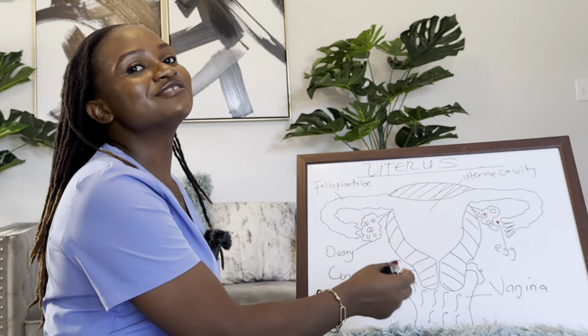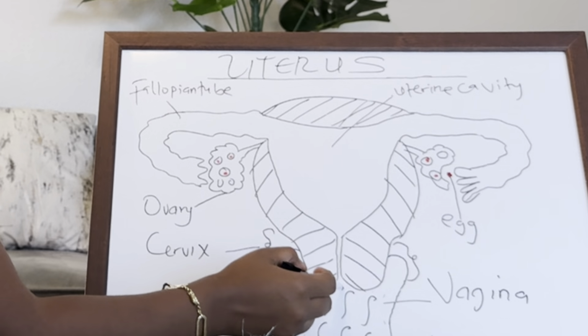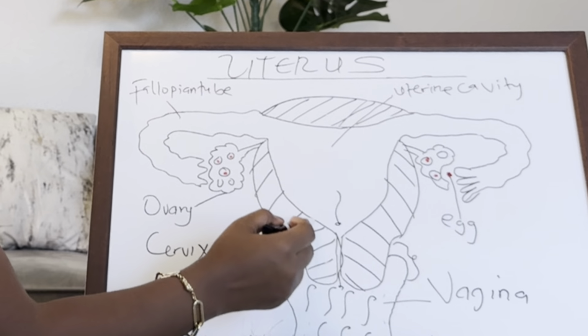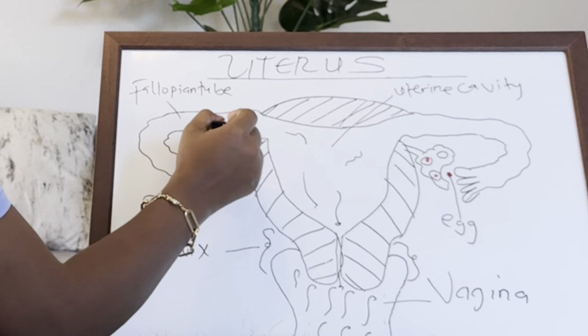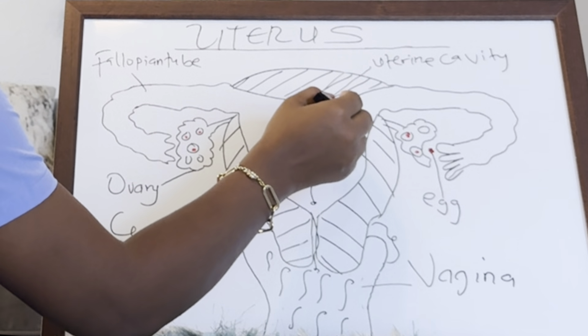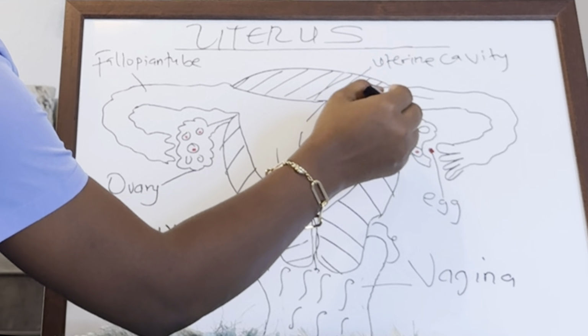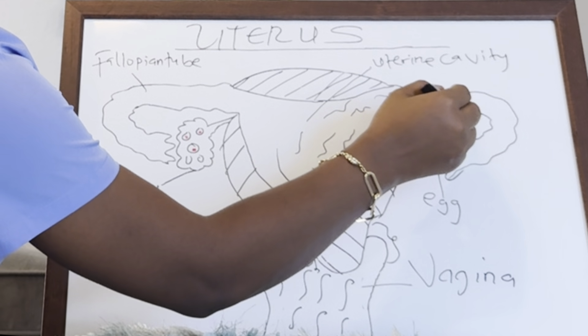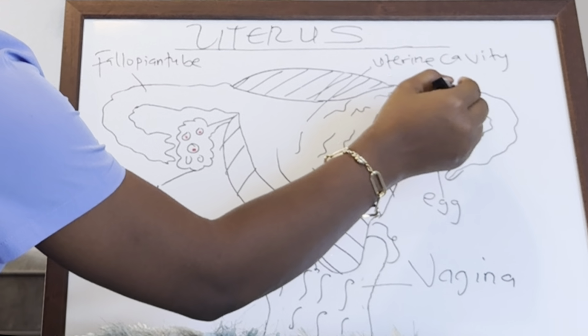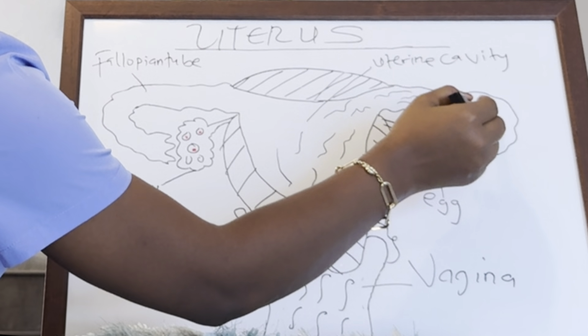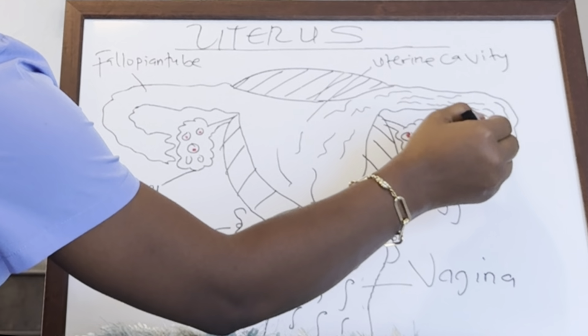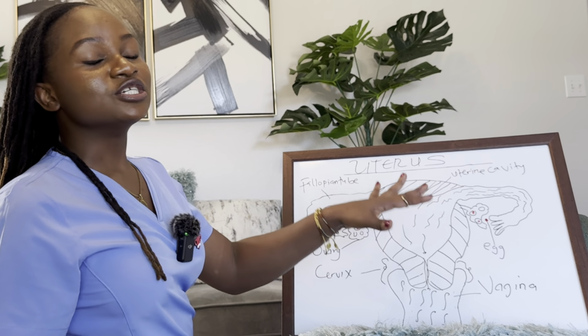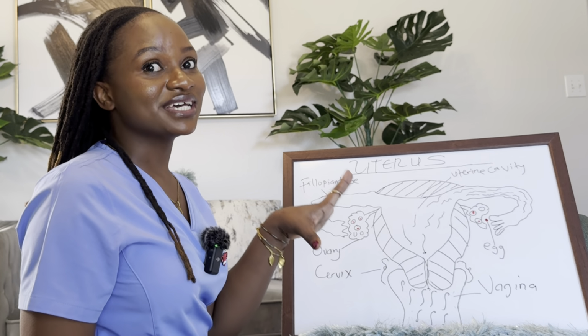So the journey begins from here. Then they start to enter through the cervix into the uterine cavity. So these are the sperm cells still moving. It's usually like a race, but only one is going to get to the egg. It's usually the fastest one that will end up getting to the egg.